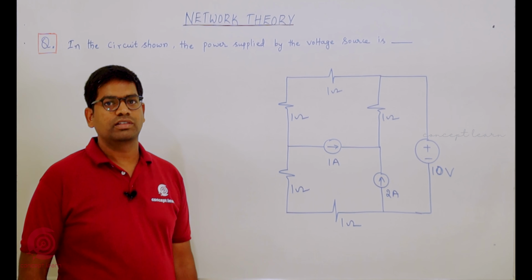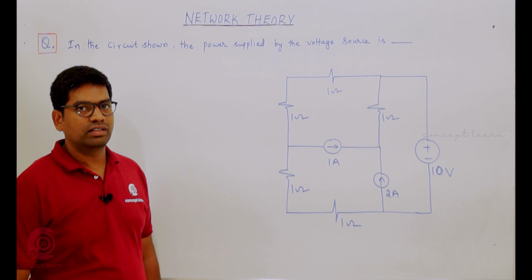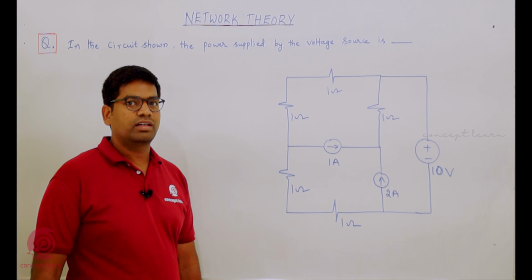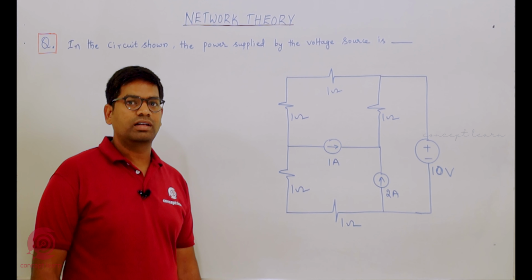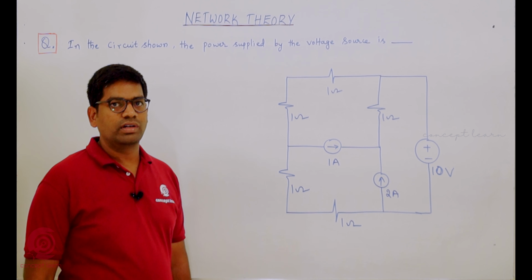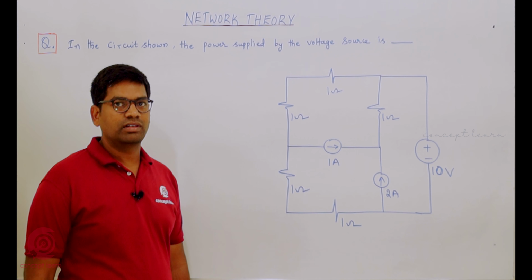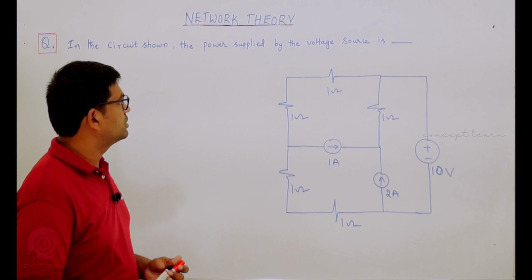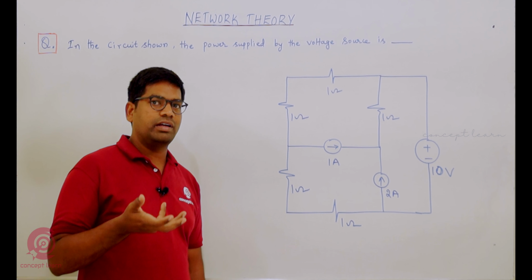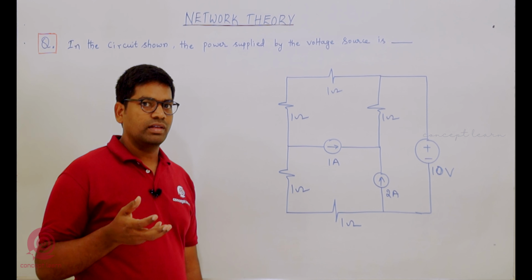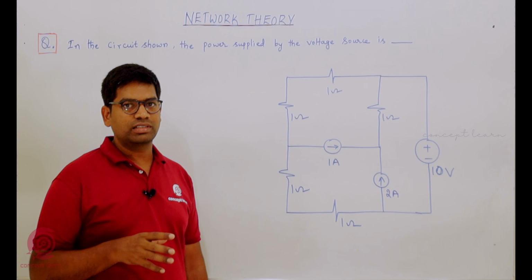So here we'll see a question on this network. In this network we need to find the power delivered by the voltage source. Okay, so here a 10 volt source is there. How to find the power delivered by that voltage source? The voltage value is already present.